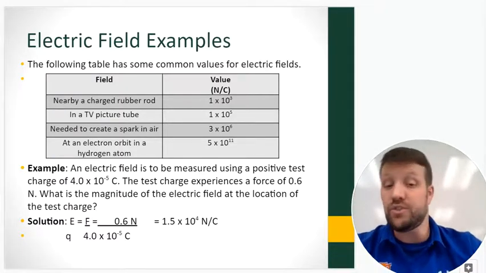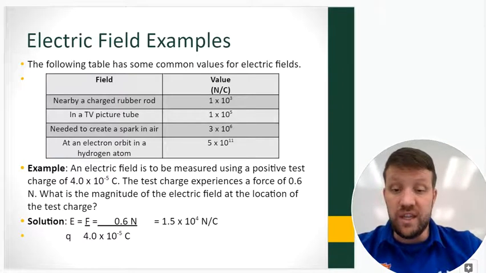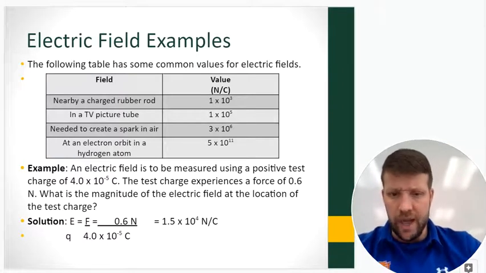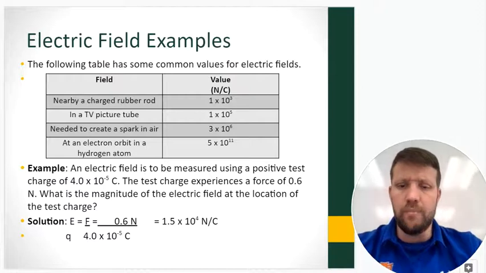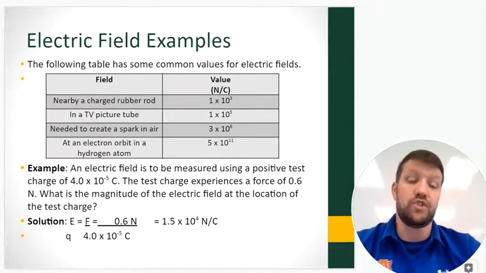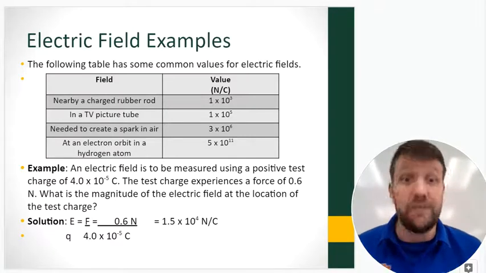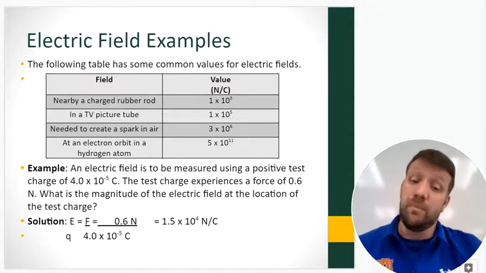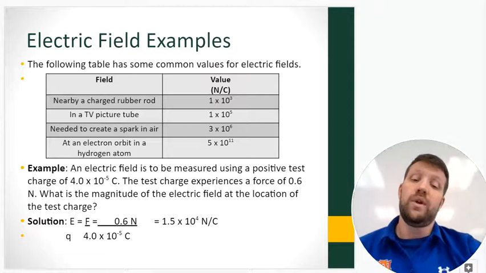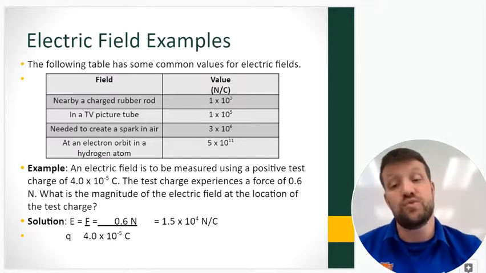If we want to know the magnitude of the electric field, we would say E equals F over Q. Sorry for the weird formatting. I'm not sure why that just happened. But we have 0.6 newtons divided by this 4 times 10 to the negative 5th charge. And that makes sense. These charges are going to be very, very small, which is why these numbers seem very big. But that gives us 1.5 times 10 to the 4th newtons per coulomb.